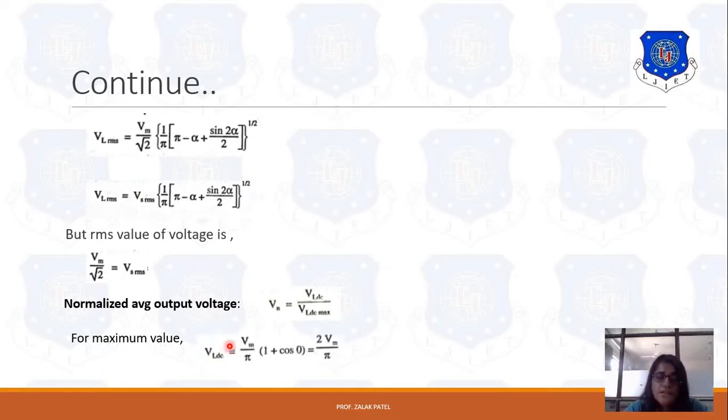So it can be written like this: VLDC is equal to Vm upon pi, as it is, into bracket 1 plus cos alpha. Now in place of alpha we put 0 degree, that's why it is 2 Vm upon pi. Now you have to apply both equations and find the normalized average output voltage. So it is like this. This is our DC voltage and this is the maximum value. Vm can be cancelled out, pi cancels out, so 1 upon 2 is 0.5 into this term as it is, 1 plus cos alpha. So the final normalized voltage Vn is equal to 0.5 into 1 plus cos alpha.